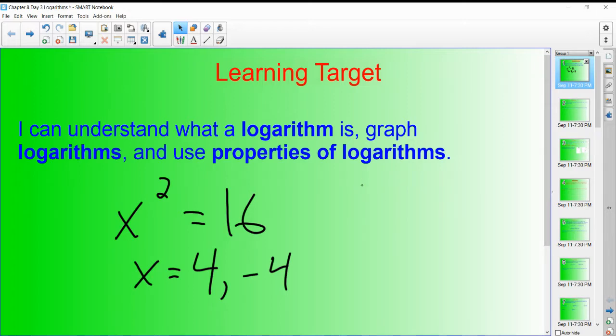But what happens if we have 3 to the x equals 16? That is why we need logarithms. I can't take the x root. I don't know what the root is. Can't take the cube root or the fourth root. I'm just not sure what to do. So in math, we created something called logarithms that help us evaluate a problem like that. So by the end of this unit, you'll know how to solve 3 to the x equals 16.